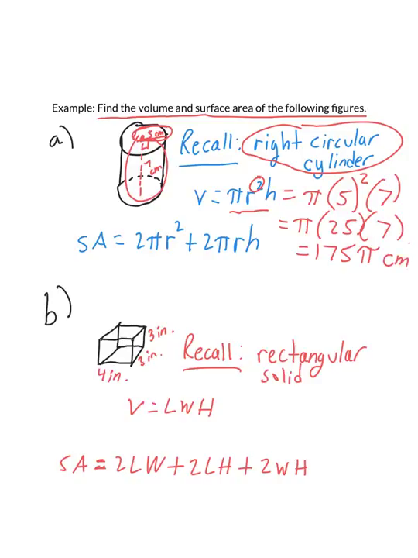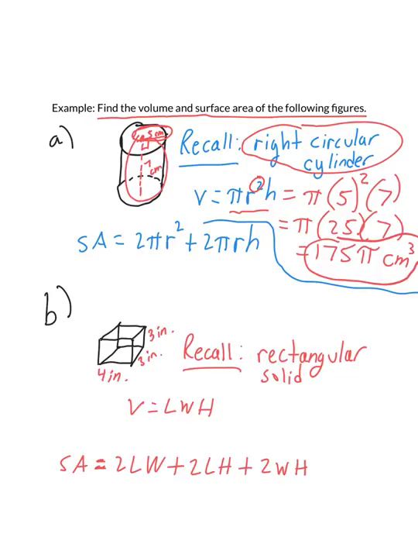The units for volume are always cubed. So I have 175 pi centimeters cubed, or you could say cubic centimeters. You can read it out loud either way. If they wanted you to round that answer, you would have to type the pi into the calculator.